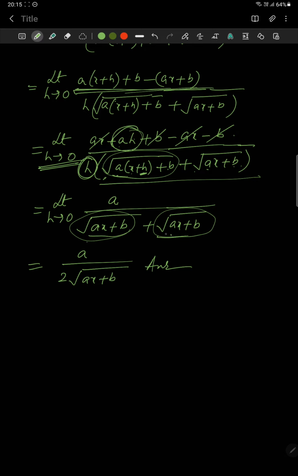So finally after adding these two we are getting a divided by 2 root under ax plus b, which is the d/dx of root under ax plus b. That is the differentiation of root under ax plus b by the first principle. I hope you have all understood.